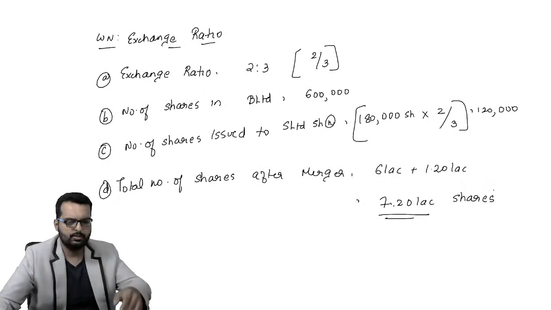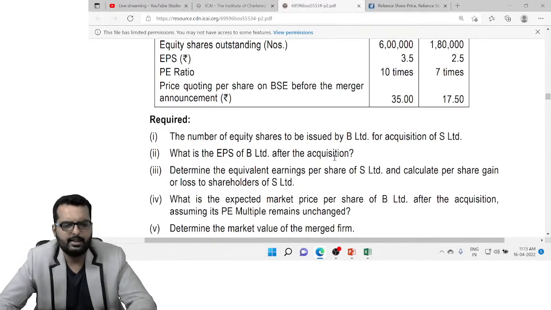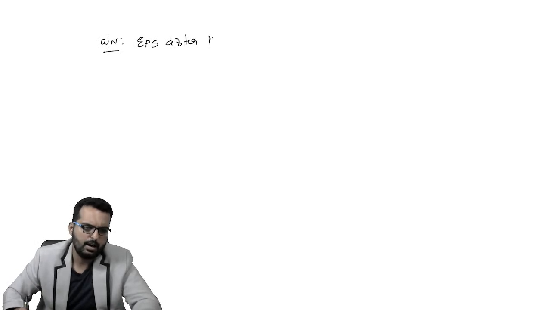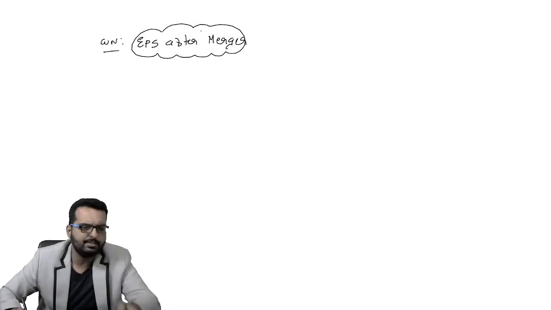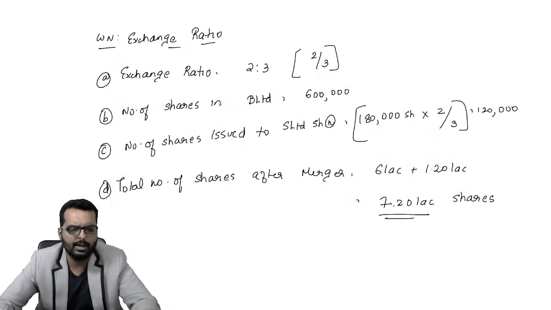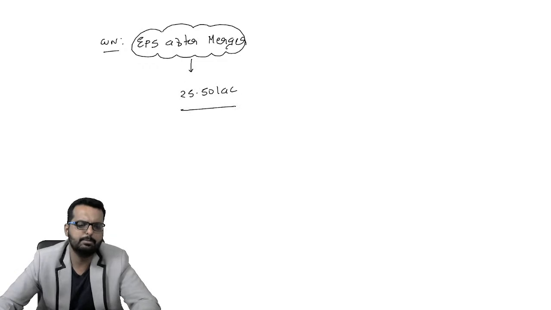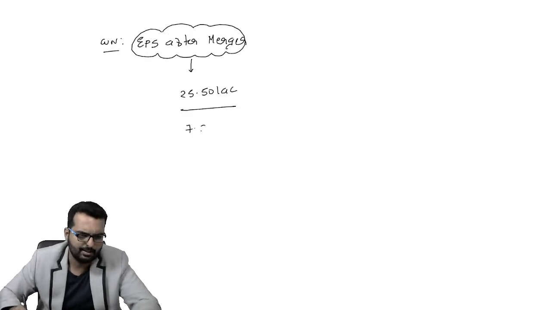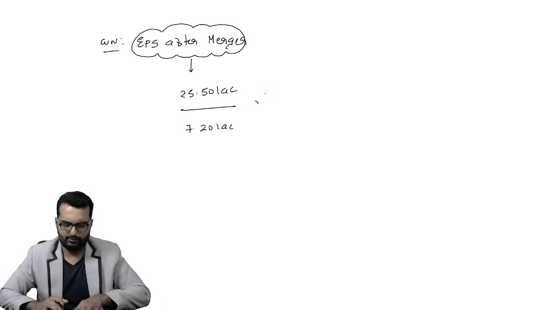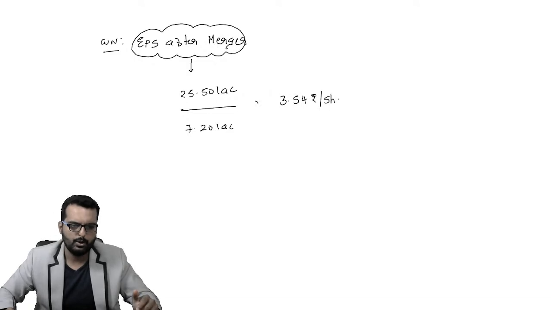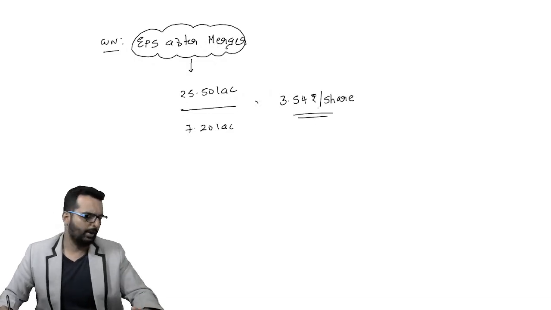I believe you're done writing this also, friends. Once you're done with this, they're asking what is the EPS after acquisition? A very simple question. Next is EPS after merger. The formula would be earnings after merger, which we already got as 25,50,000, divided by number of shares after merger, that is 7,20,000. 25.5 divided by 7.2 would get the answer as 3.54 rupees per share. Can you write down this?